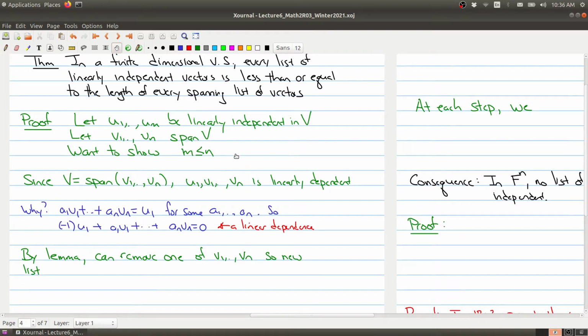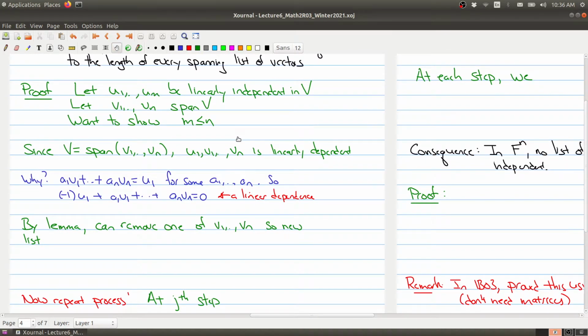Now we just proved something about linearly dependent vectors. What we proved is that when you take u1, v1, and so on, you can remove one of them from the list, and you still have a set that still spans V. You would normally keep u1, and then you would throw away one of the vectors from v1 through vn.